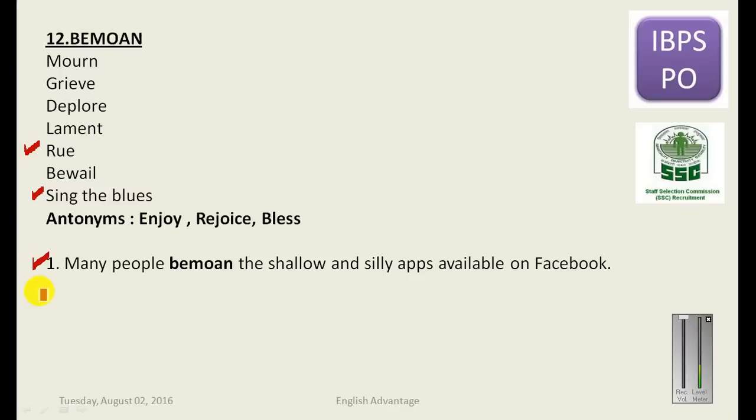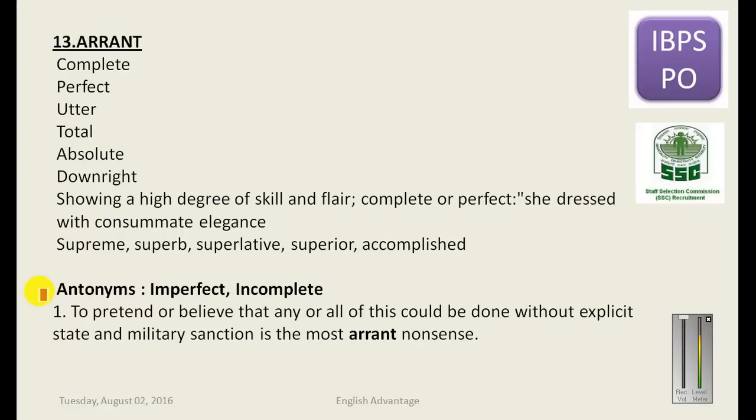This is the example sentence. Many people bemoan the shallow and silly apps available on Facebook.